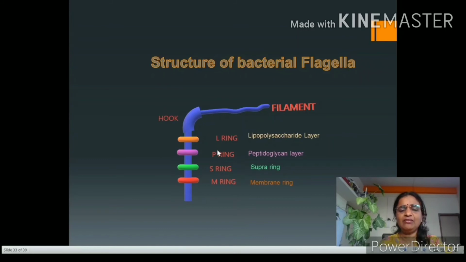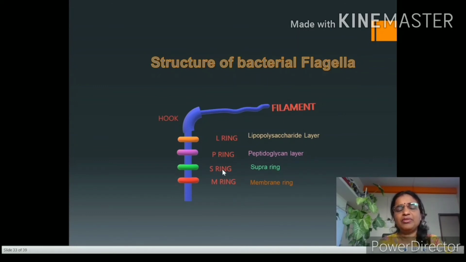Now what do L, P, S and M stand for? L stands for lipopolysaccharide. The L ring is present in the lipopolysaccharide layer, the outer layer of the gram negative cell. The P ring is present in the peptidoglycan, the inner layer of the gram negative cell. As you know, the gram negative cell is bilayered, with outer and inner layers. In the outer lipopolysaccharide layer the L ring is present, in the inner peptidoglycan layer the P ring is present, and in gram positive it is absent.